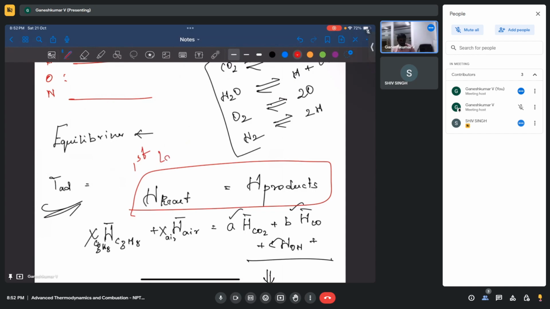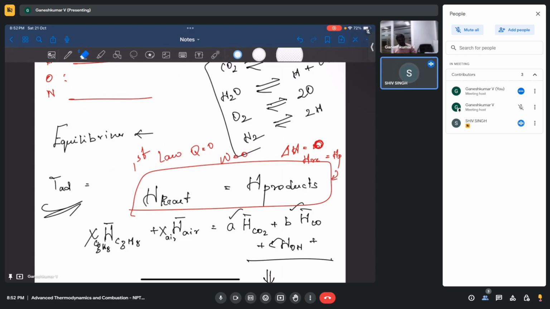First law, because Q is 0 and W is 0. It is an adiabatic process, true, right? So for an adiabatic system, delta H is equal to 0, right? Which means H of reactants is equal to H of products. That is what we'll have to do.